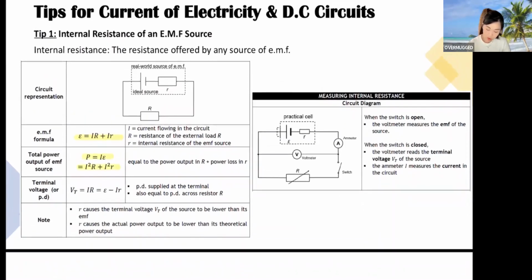Okay, then to find the terminal voltage, because that is the voltage that comes out to power all your appliances outside, we will then only use IR here, which is taking the total EMF of your battery minus Ir.